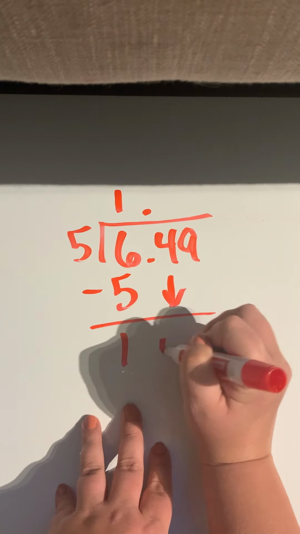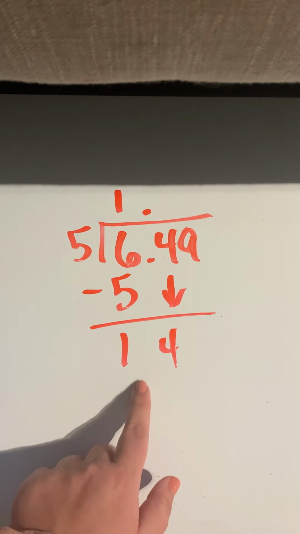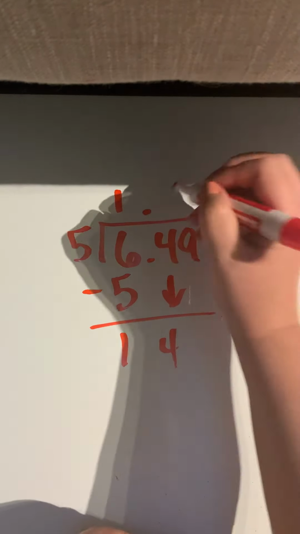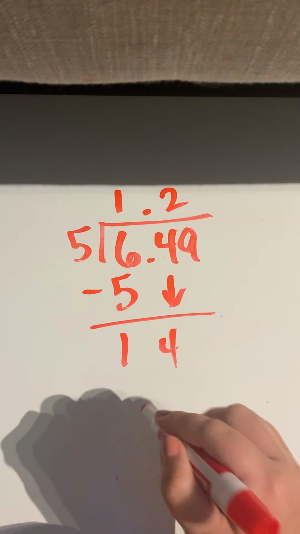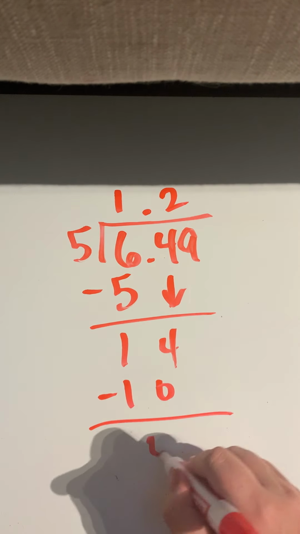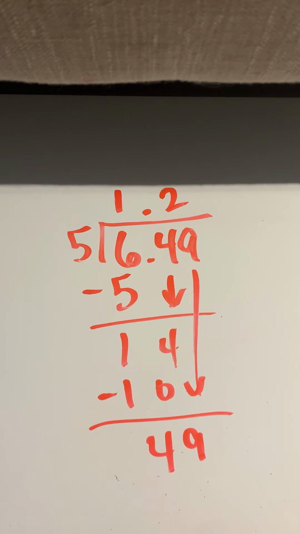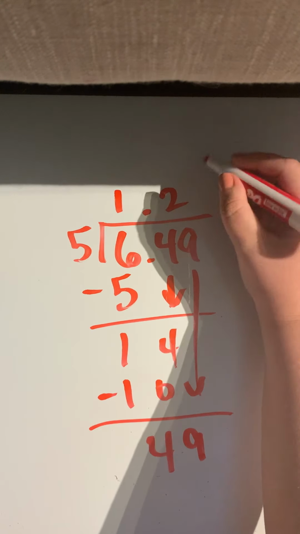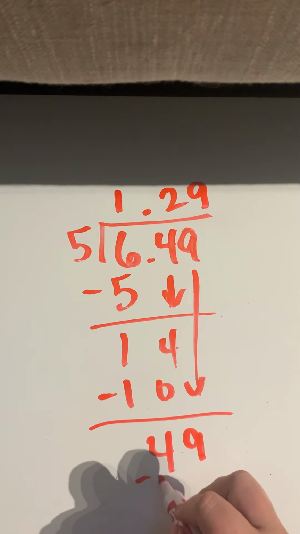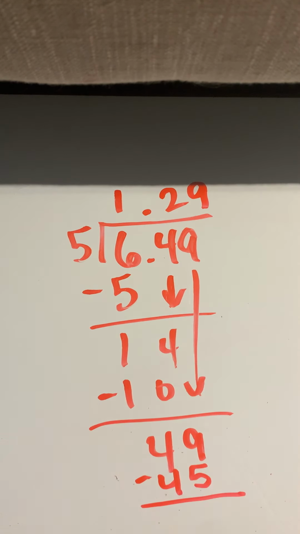I bring down my 4. 5 times what gets me close to 14, guys? 2. Good. So that's going to be 10. Okay. 5 times what gets me close to 49? 9. Excellent. 0, 4. Okay. Do I have a remainder?